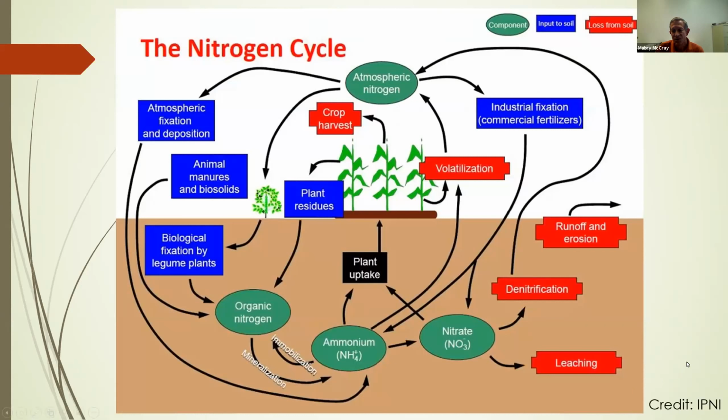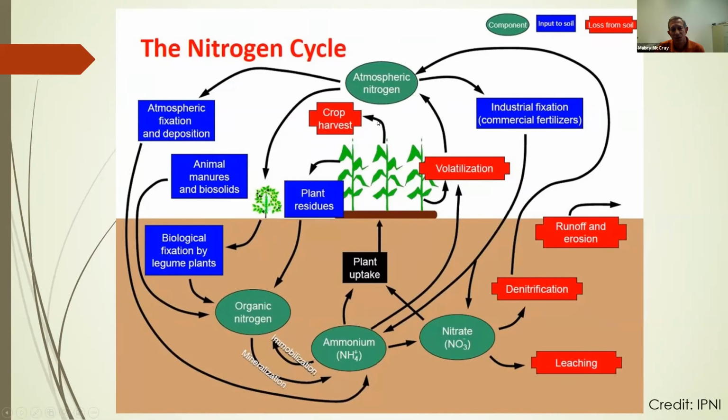Looking at the nitrogen cycle in general, the green ovals are the components of nitrogen that are part of that. The blue boxes are inputs to the soil from different components, and the red boxes are potential losses from the soil.